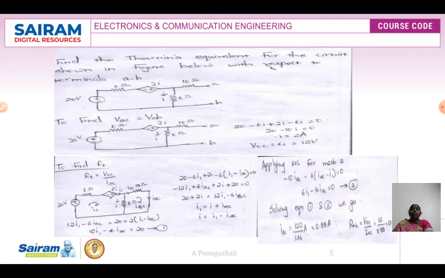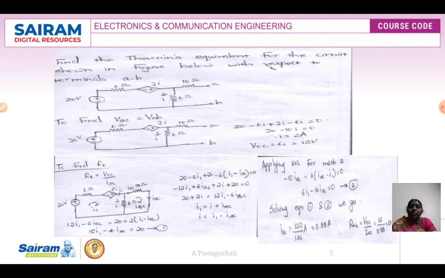Next, we are going to find the Thevenin's equivalent circuit for the circuit shown in the figure below with respect to the terminals there. In this case, we have a dependent source as well as an independent source. If there is a dependent source, RTH should be found using the formula VOC divided by ISC. So we have 20 volts in series with a resistance of 6 ohms. Here we have your 2I, and this is your 6 ohms there.